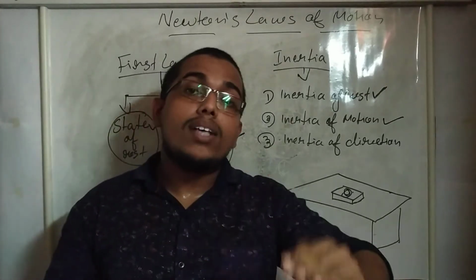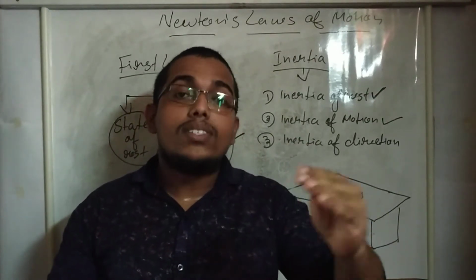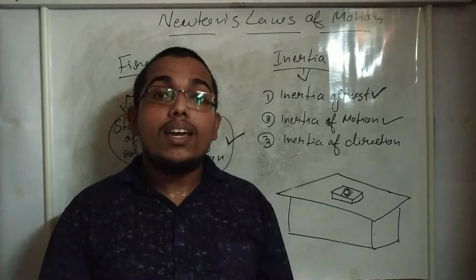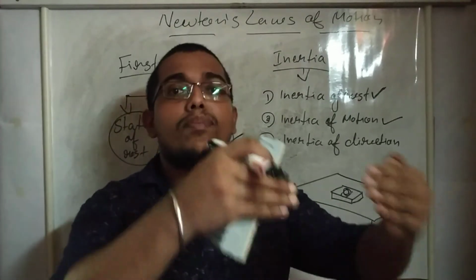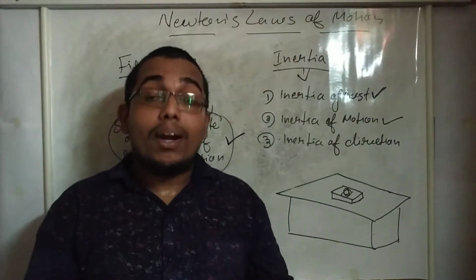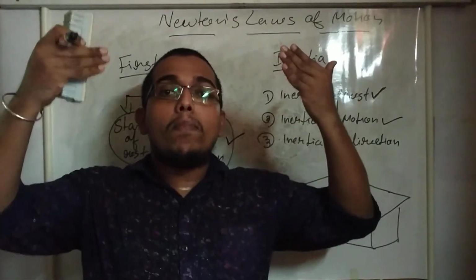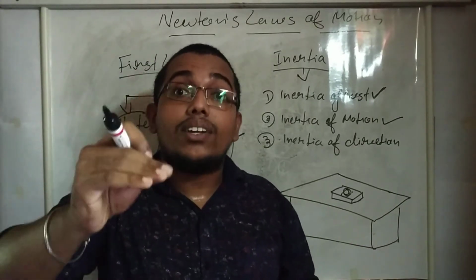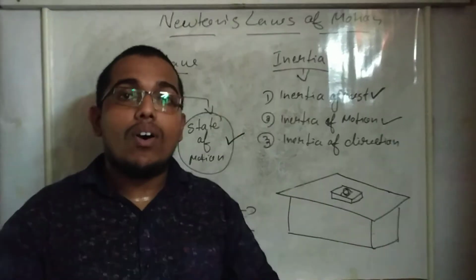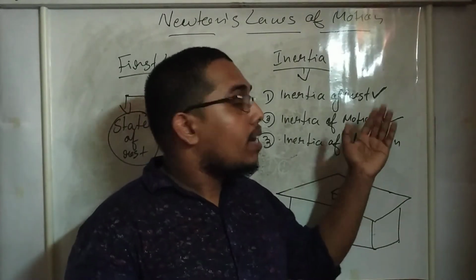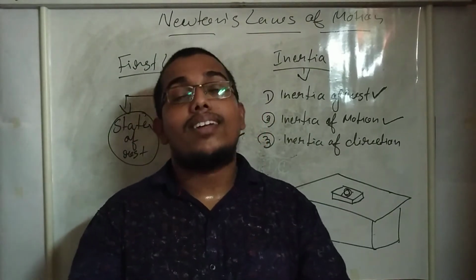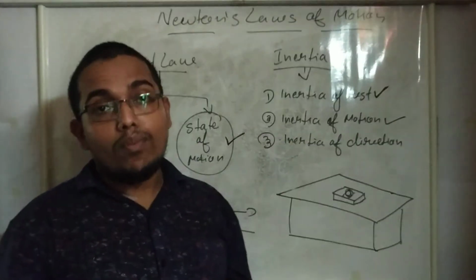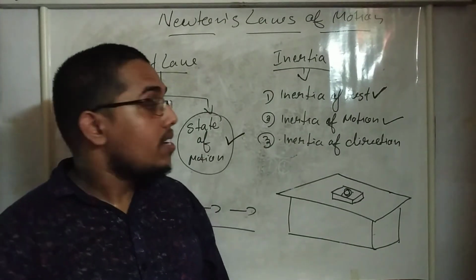Whenever the running bus or car stops suddenly, the lower part of our body comes to the state of rest immediately, right? But at the same time, the upper part of our body tries to remain in the state of motion. That is why we fall forward when the running car or bus stops suddenly. That is the reason. It's an example for inertia of motion, right?